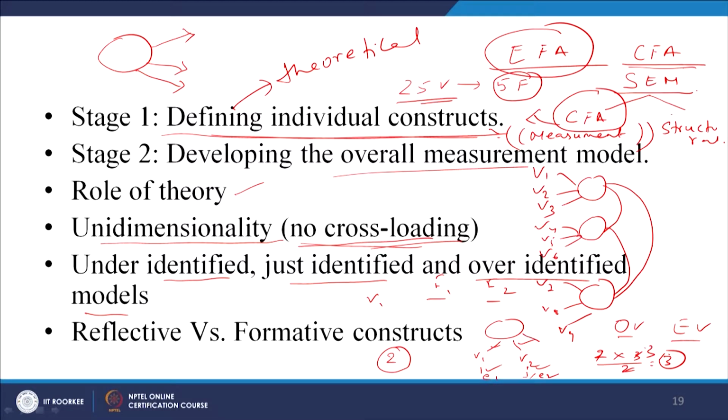Suppose you had 4 different variables, V1 to V4. How many parameters can you calculate? Then we would have 1, 2, 3, 4 plus 4 error terms, so 5, 6, 7 and 8. So, you have 8 parameters, and the estimated parameters, or the data points, are 4 into 5 by 2, which is equal to 10. So, we have more data points than parameters. This is an over identified model. An over identified model is always preferable.